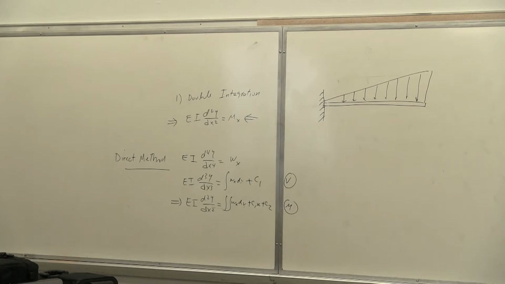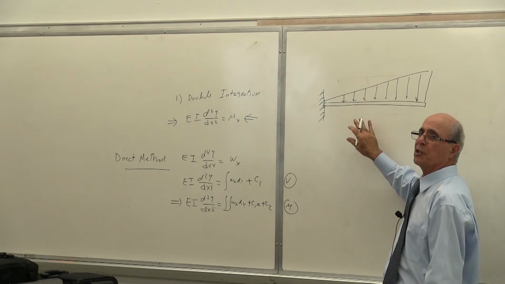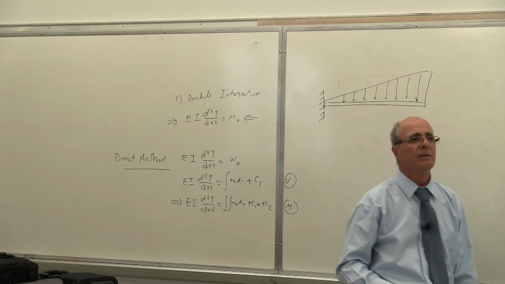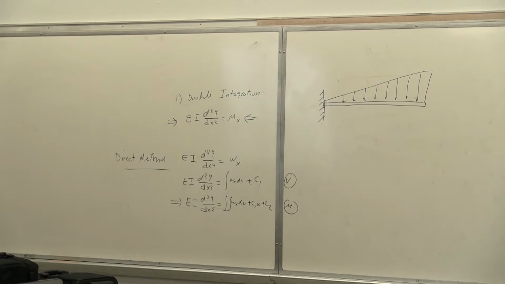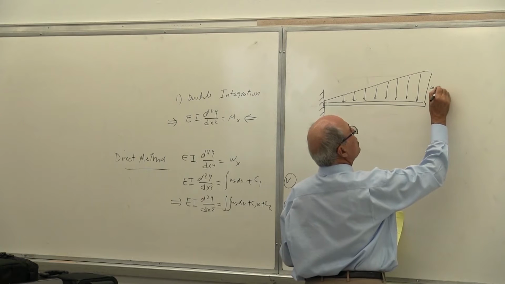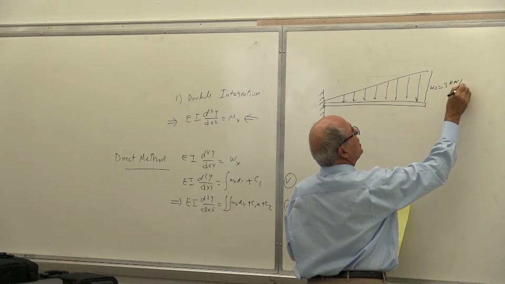But let me do it. You will see the difference between the two. I'm going for this one, which is a borderline. This one, I can use double integration method, or I can use direct method. But if it was a parabola, definitely I would use the direct method. Everybody understand that? Yes? Okay, let's see which one happens first. Let's put some numbers there. Let's say W0 equals 3 kilonewton per meter.